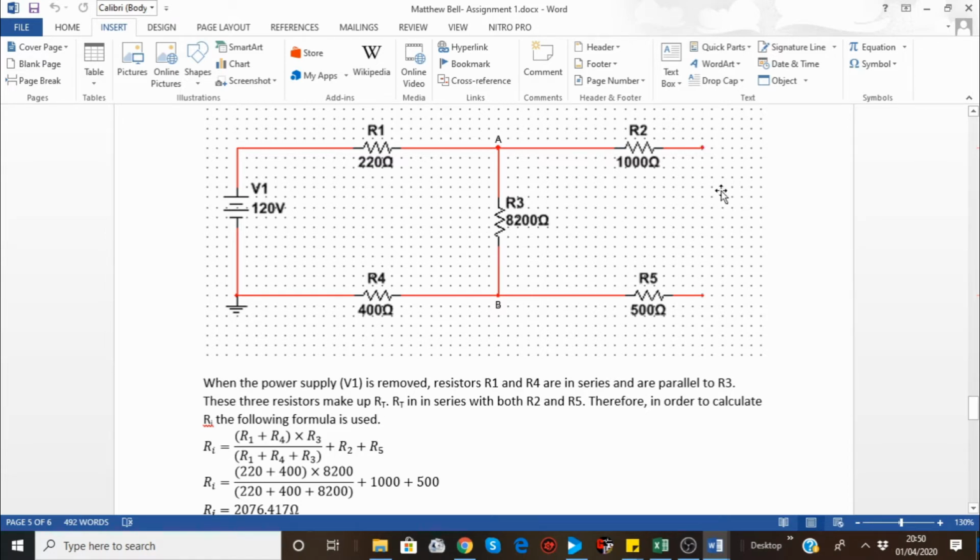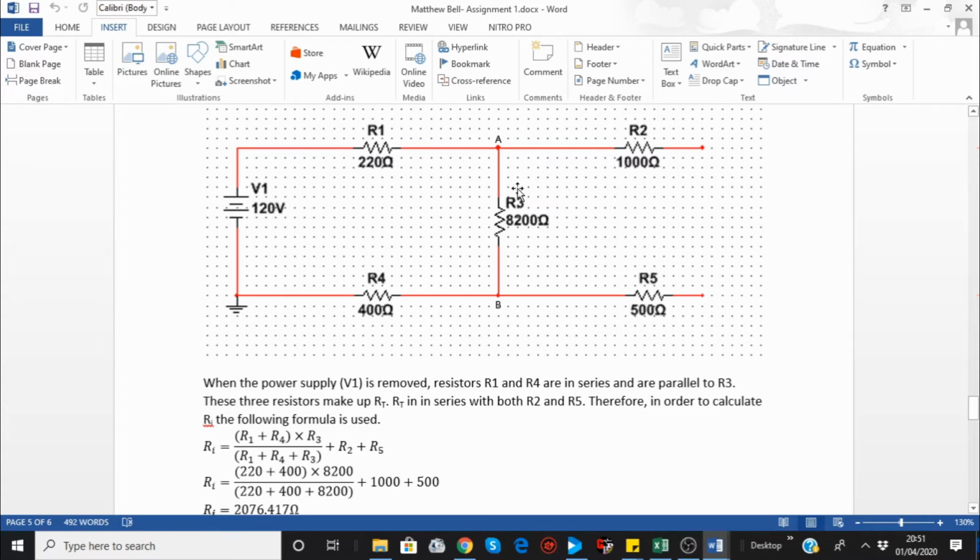Because there is no load connected here, there is no current going through this resistor or this resistor. So R2 and R5 are basically redundant. We can just ignore those and redraw the circuit as a 120 volt battery with these three resistors in series with it. We don't have these two resistors anymore. So you can say VOC equals VAB, which I've named here, AB.